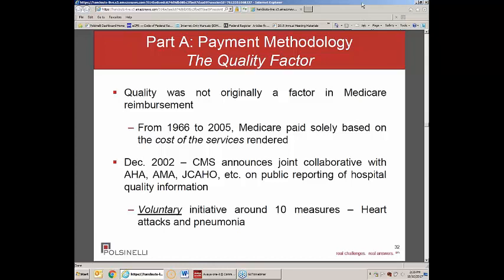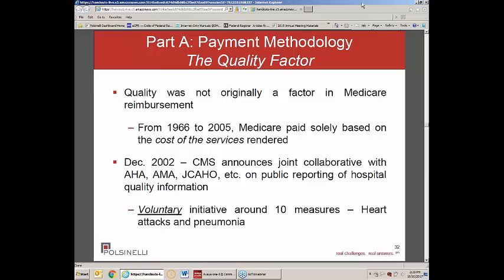And so starting in around 2002, CMS announced a collaboration with a variety of organizations to start to get some public reporting of hospital data. And that was a voluntary initiative around 10 measures around heart attacks and pneumonia, for example. And we have come a long way since.